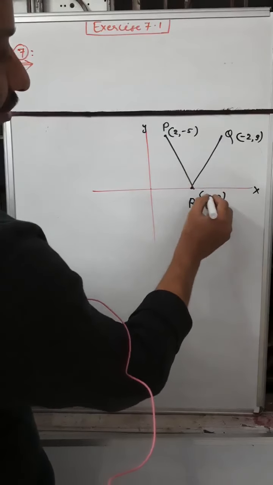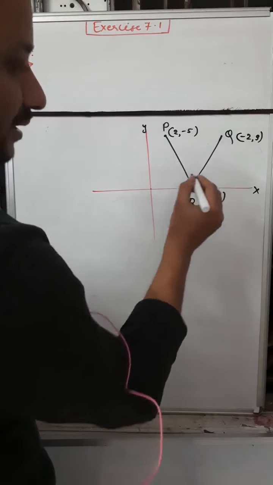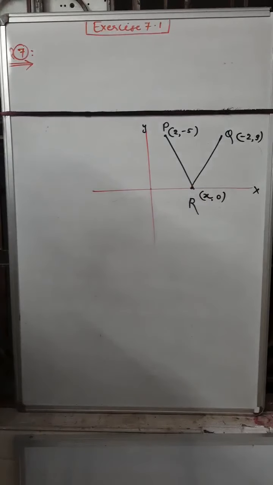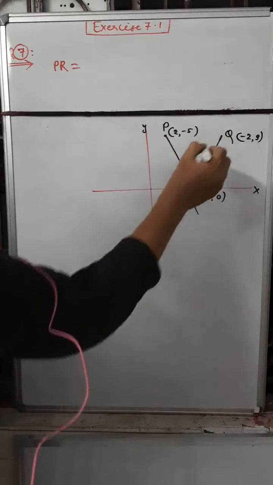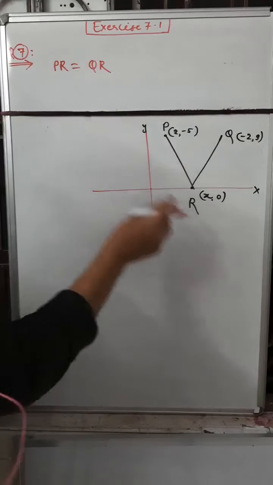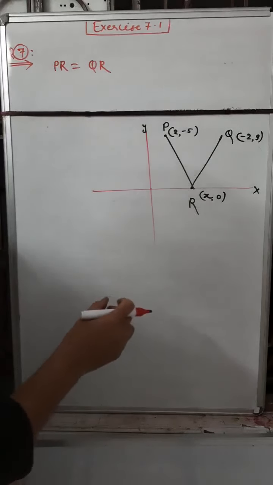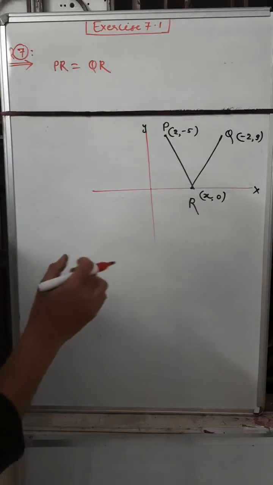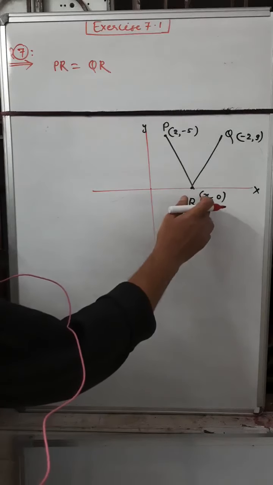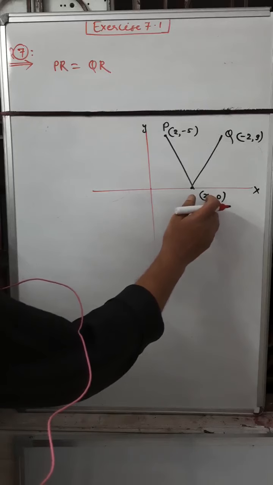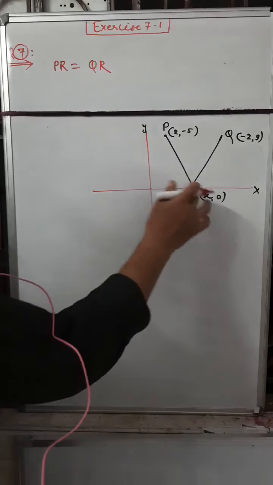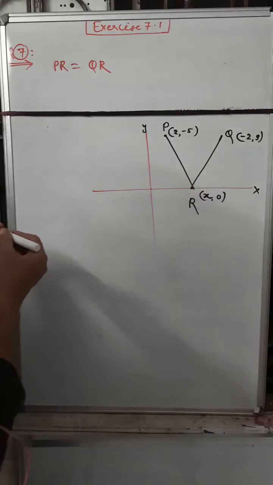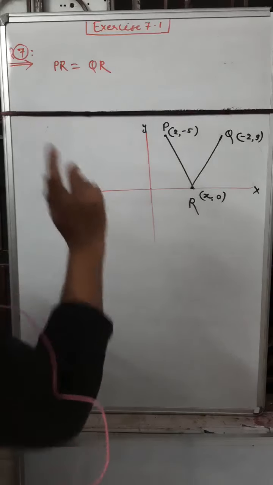So we can assume the coordinate of x will be small x here. So the coordinate of R is equal to x comma 0, as given in the problem, PR is equal to QR. Now we have to find out the coordinate of point R, which is situated on the x-axis. Suppose the coordinate of R will be x comma 0. Why is it 0? Because the point is situated on the x-axis. So on the x-axis the coordinate of y will be 0.